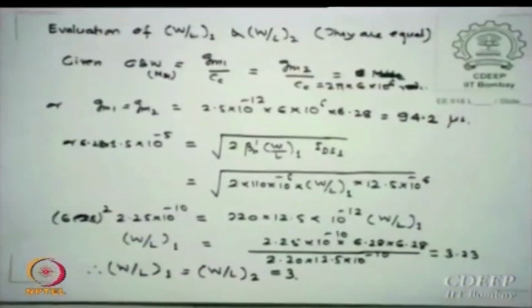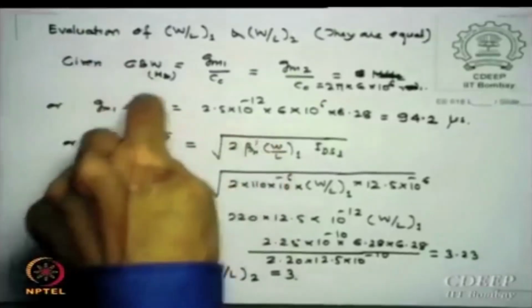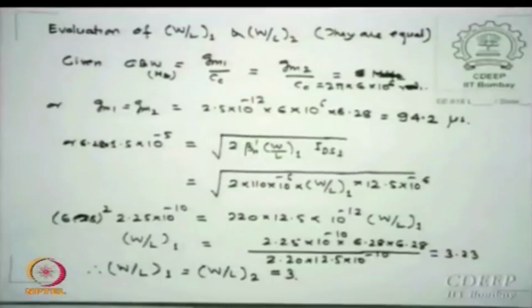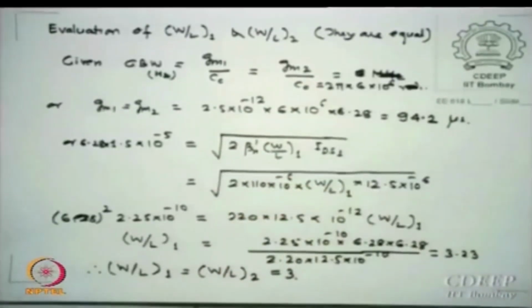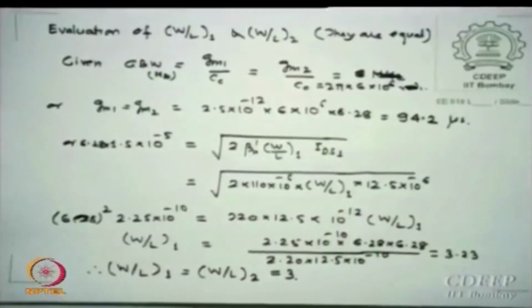Now I said I would like to calculate W by L1, so here are the calculations. We know the gain bandwidth product in radians, not in hertz, is multiplied by 2 pi, so it is GM1 by Cc, which is the same as GM2 by Cc, and that is given to you as 2 pi into 6 megahertz. Just writing 6 megahertz is not correct, that is not the frequency; it is actually in radians. So you should write in radians per second, and you should always multiply by 2 pi to convert from hertz.